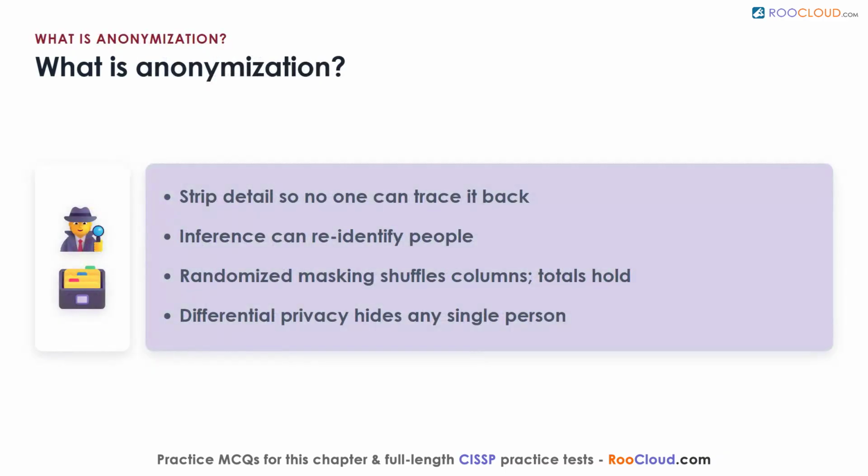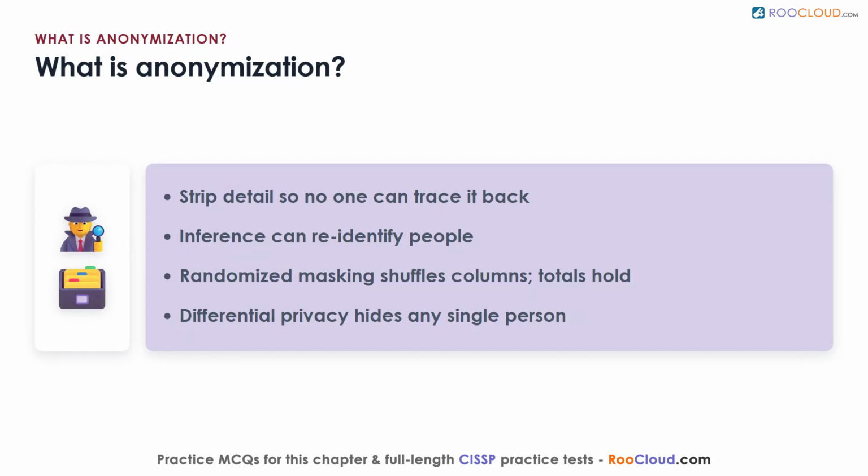What is anonymization, and why is it so tricky? It strips out enough detail that no one can trace the data back to a person. Done right, the privacy rules simply stop applying because there is no individual left to protect. But true anonymity is hard. Clever inference can re-identify people from what seems like harmless leftover data.